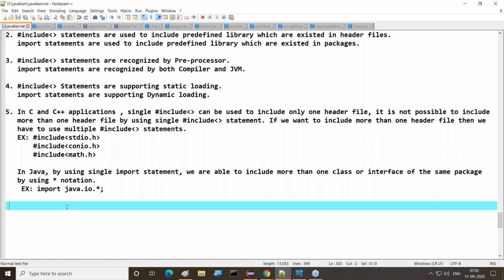That's all for today. Tomorrow we will meet and see another important point. Tomorrow I will go for C and C++ being platform dependent and Java being platform independent. Then how? How are C and C++ platform dependent and Java platform independent? That's a question.